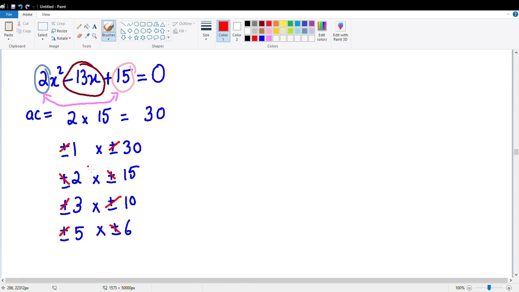If we take minus 1 and minus 30, we'll get minus 31. Then we have minus 2 and minus 15, which gives minus 17, still bigger than minus 13, so out. And we have minus 3 and minus 10, that will be minus 13, won't it? And the last pair, minus 5 and minus 6, is minus 11, so that is of no use. So this is the pair.